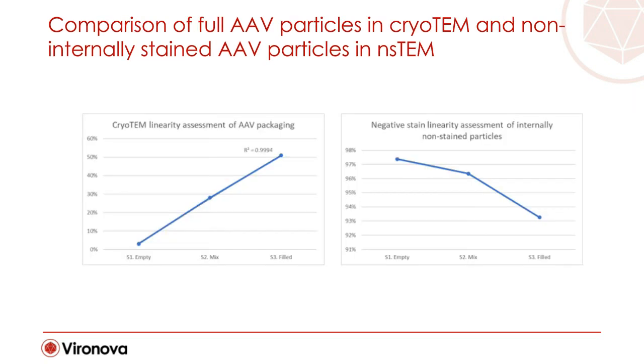Analyzing the two samples as well as a mixture of the two shows a clear and linear trend from 0 to 50% full particles using the cryoTEM. Analyzing the same sample using negative stain technique shows a stable level of internally non-stained particles. This means that the cryoTEM method is suitable for measuring the level of full and empty particles, while the negative stain method should be chosen when you want to assess particle integrity.